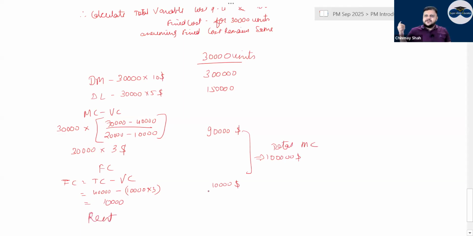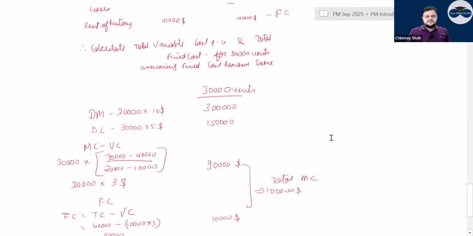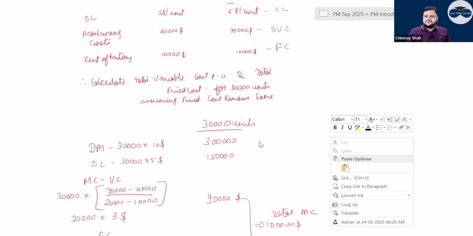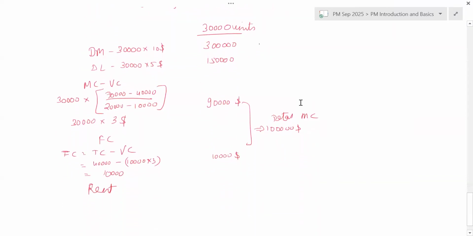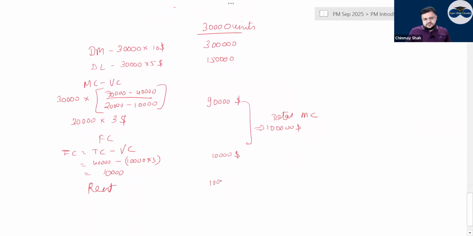How much will it be? 10 ka 20 it will be? Tell me. 10 ka 20 it will become, no? Or no, sir. It will be same. 10,000. It will be 10,000 only. Correct? तो कितना हो गया total then? 300, 150, 90, 100, 90, 10,000 and 10,000. Tell me.